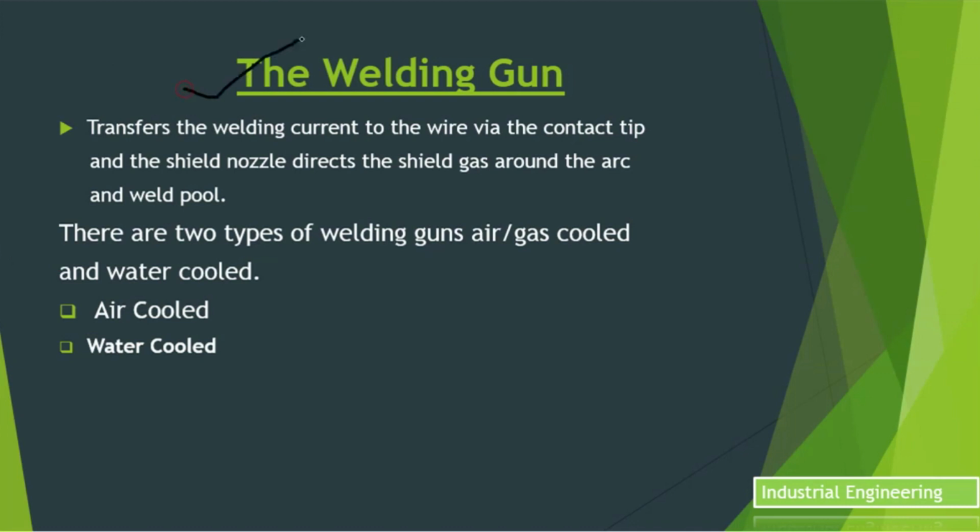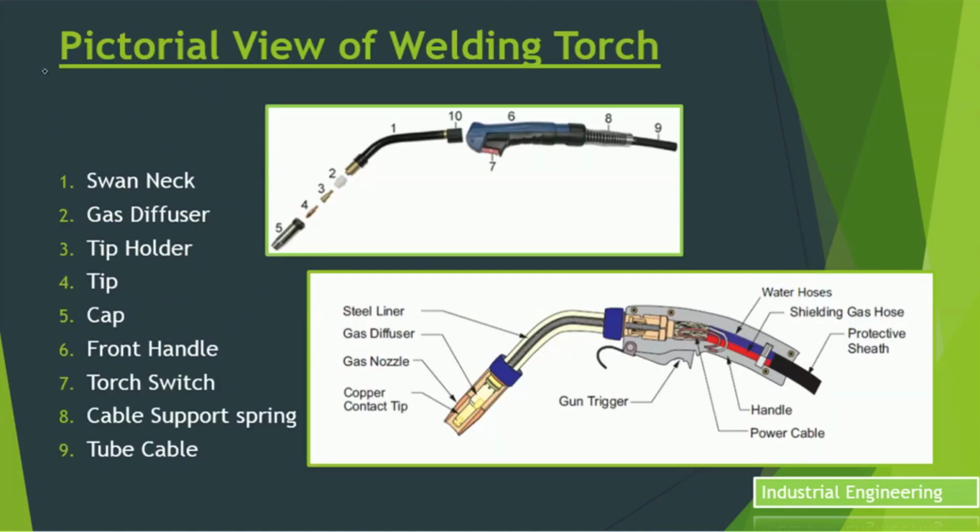Welding gun. The welding gun transfers the current at the tip of the torch, and it also transfers the shielding gases to protect the weld pool. The welding guns are of two types, air cooled and water cooled. As I've already told you, I will make a separate video in detail, and I will upload it to my channel. This is the pictorial view of a welding torch.